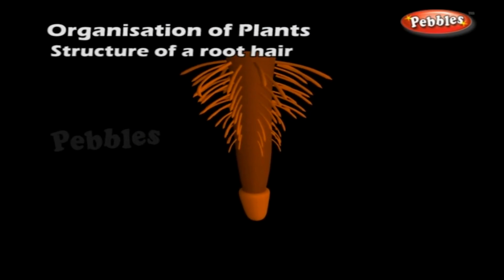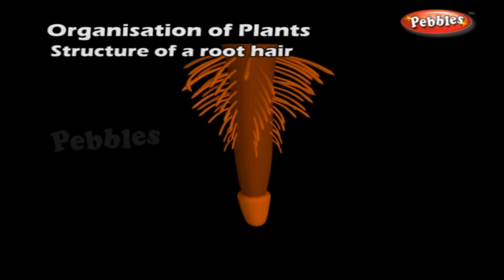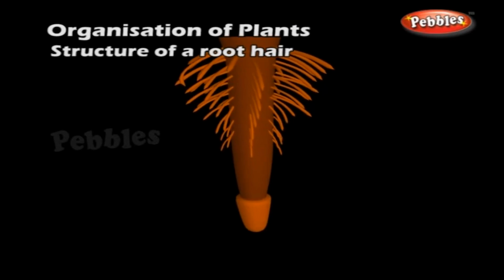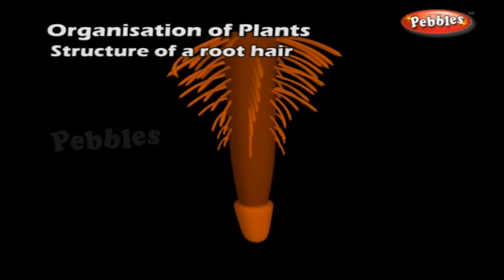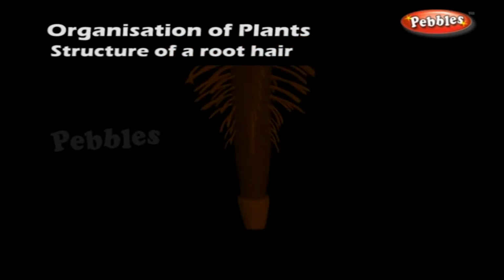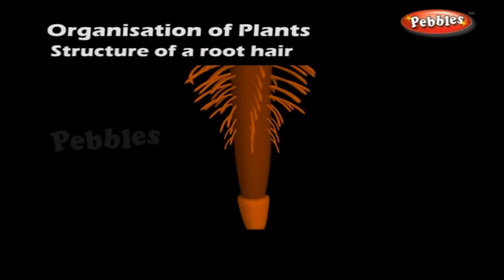Structure of a root hair. The cell wall of a root hair has two layers, the outer layer of pectic compounds and the inner of cellulose. Inside the cell wall, a thin layer of cytoplasm of the root hair is continuous with the cytoplasm of the epiblema cell, of which the root hair is a part.